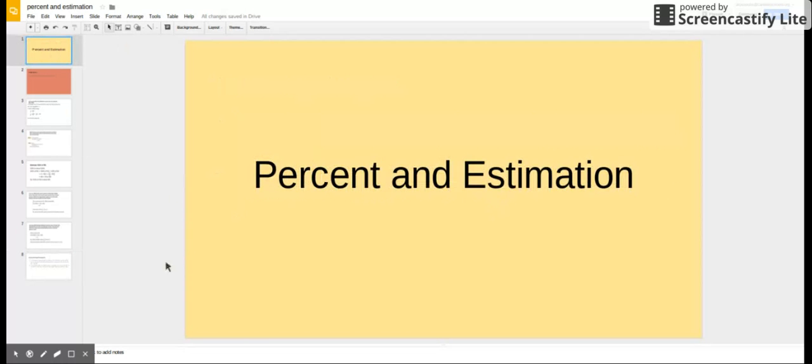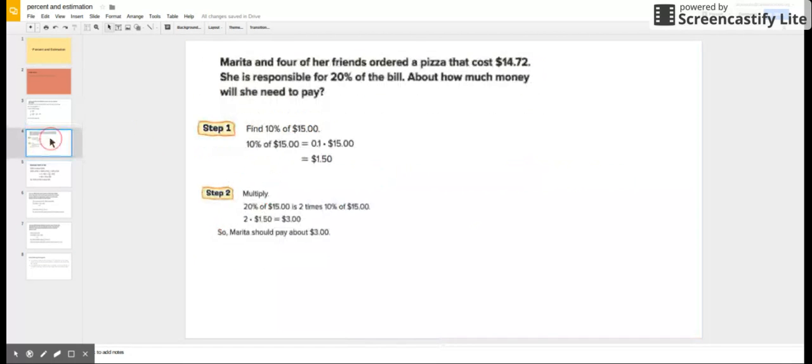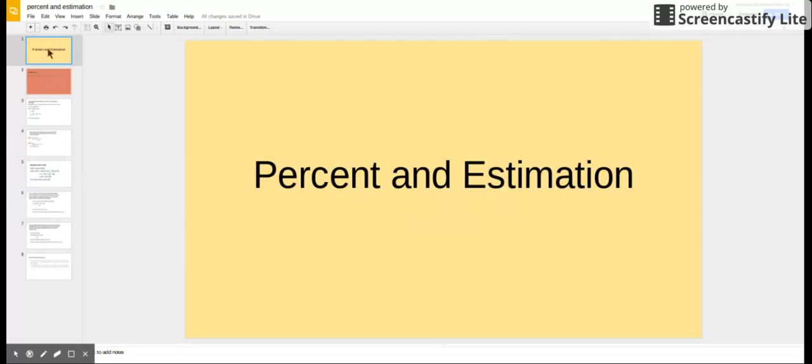All right, I hope you learned the different ways to estimate with percents. You don't always have to follow along the exact examples that I did here, but it will help you in the real world if you did.